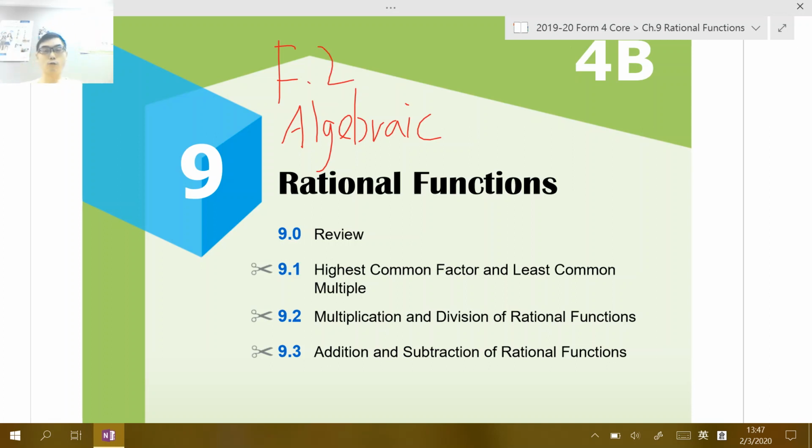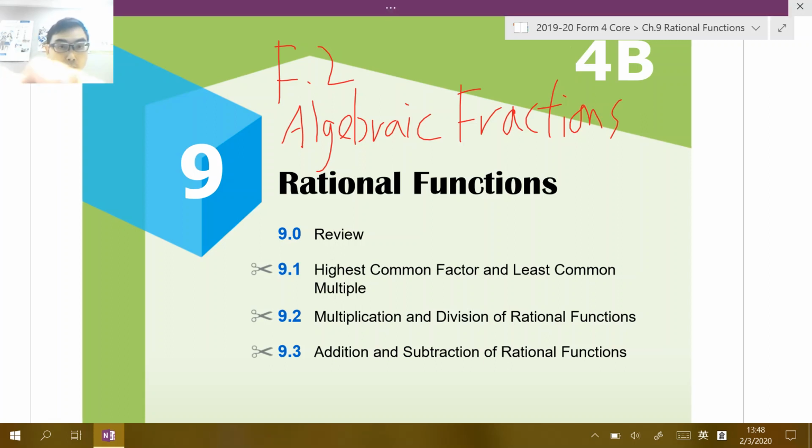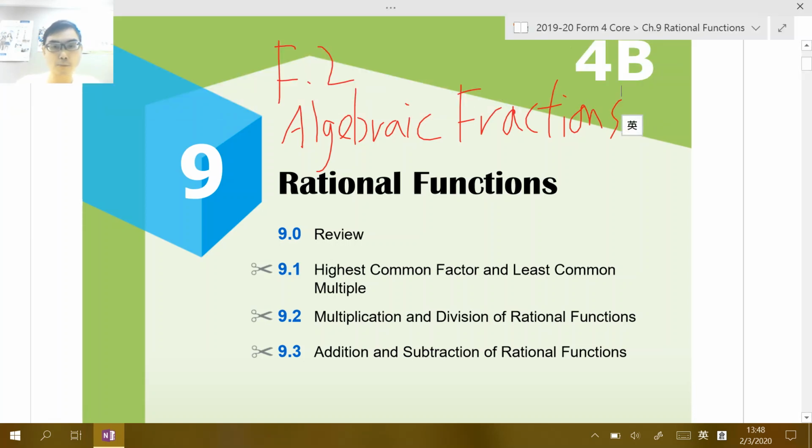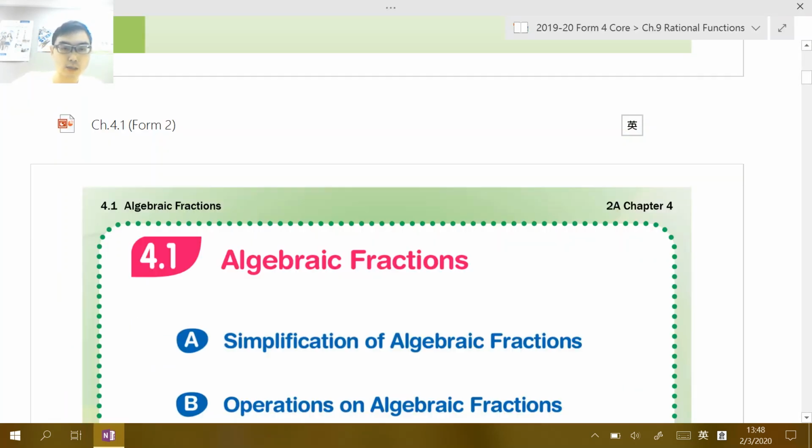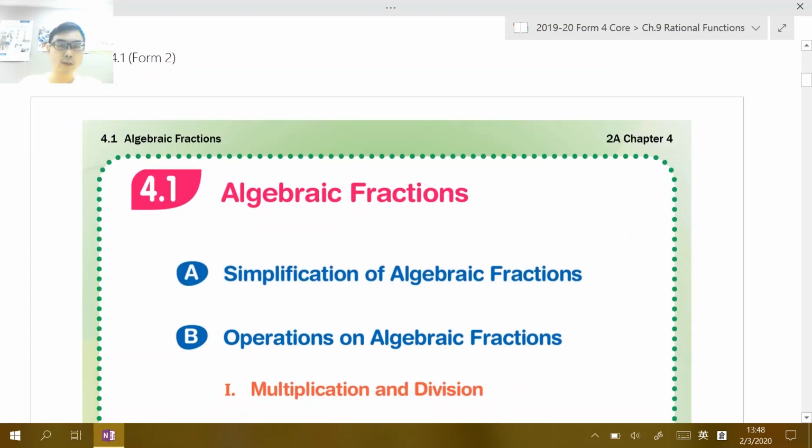So today I would like to bring you back to algebraic fractions, not functions, I should say, algebraic fractions instead. I will tell you what algebraic fractions are and also give you some classwork to recall what you have learned in Form 2. I've also prepared the Form 2 PowerPoint today as the presentation. Now, if you still remember, in Form 2 Chapter 4 we learned something called algebraic fractions. So what do algebraic fractions mean?